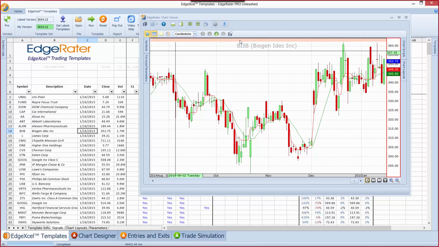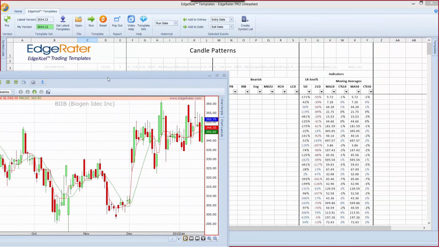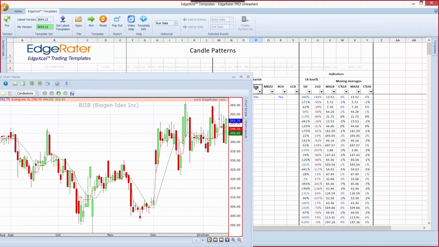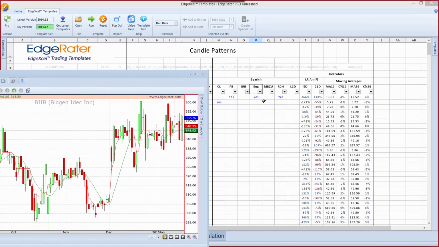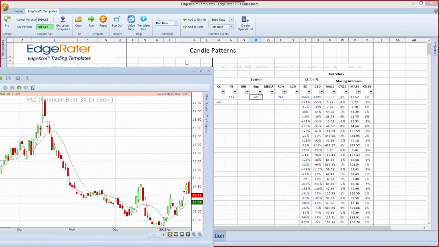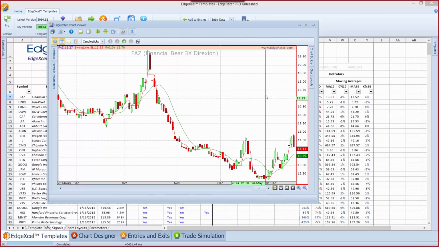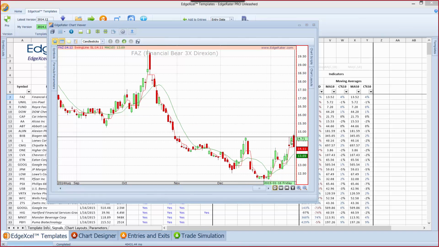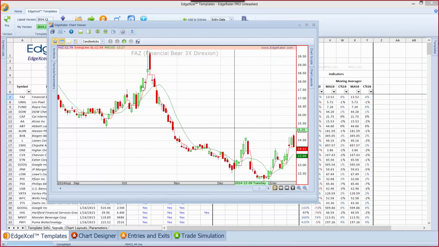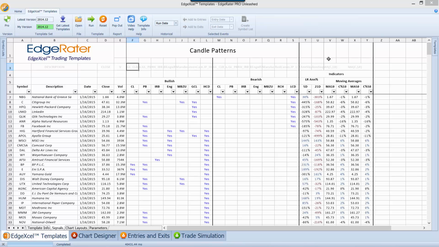And then if we take a look on the bearish side, we get some bearish engulfings, and naturally not many of those around, but here's one example. Financial Bear 3x. Yeah, so on Friday, FAS was bullish engulfing, so you would expect its inverse, FAZ, to have a bearish engulfing. Okay. And now we're going to take a look at high close doji and low close doji.